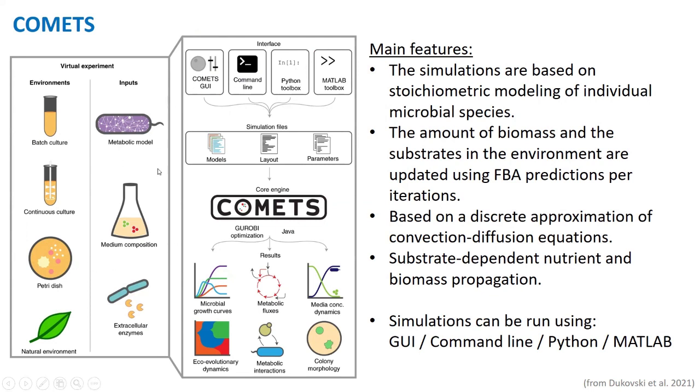And then you have basically the metabolic model of the organism. You have the composition of the substrates of the environment, and then you can also define extracellular enzymes. And then you have the model, the layout, and the parameters which determine the simulation, right? The model is the organisms, and these are the environmental parameters. And then you can put them together using this core engine of COMETS, which uses Gurobi optimization.